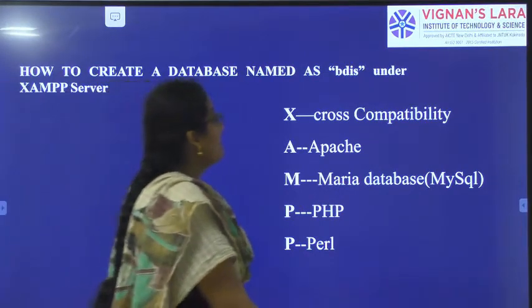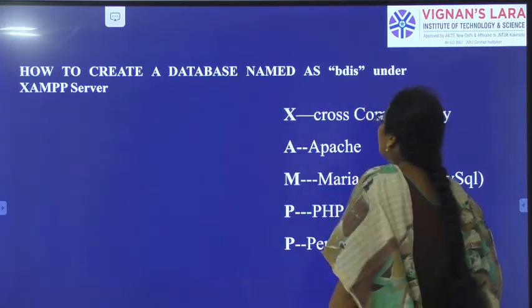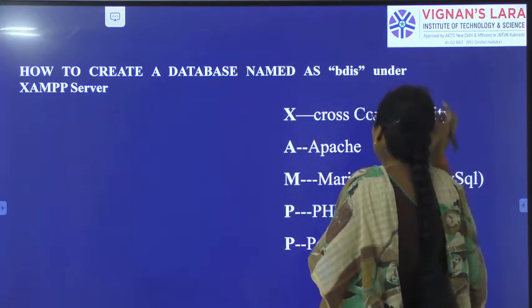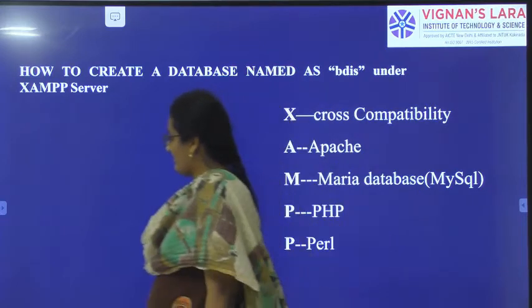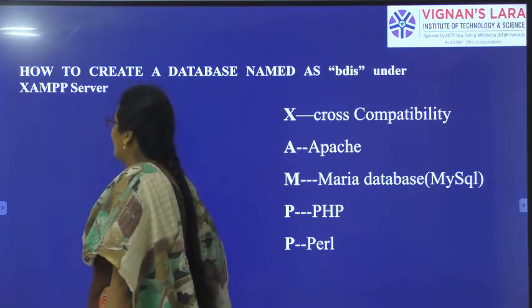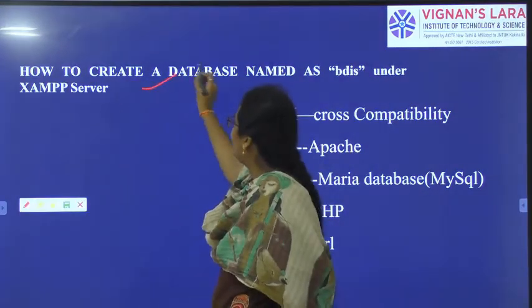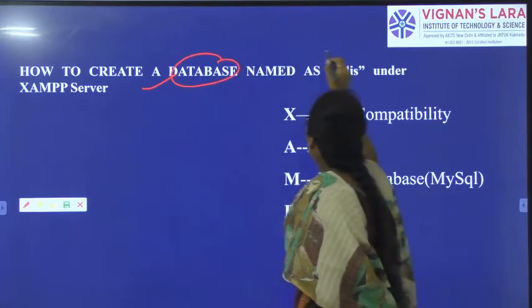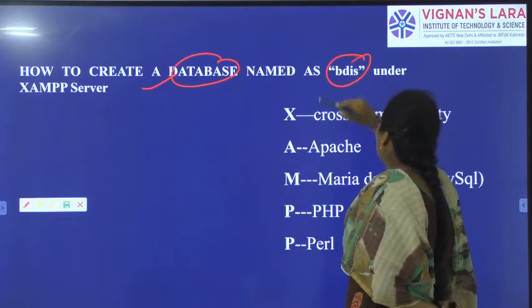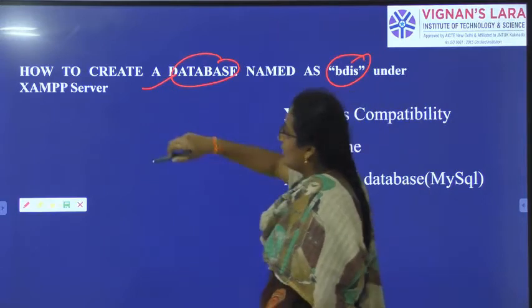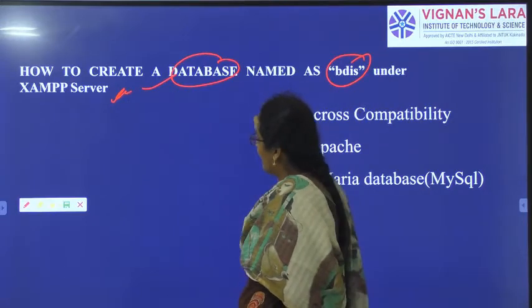So the next one is how to create the database named Blood Donor Information System under the XAMPP server. So the next topic is how you can create a database. The name of the database is BDIS, Blood Donors Information System. Using the XAMPP server you need to create this database.